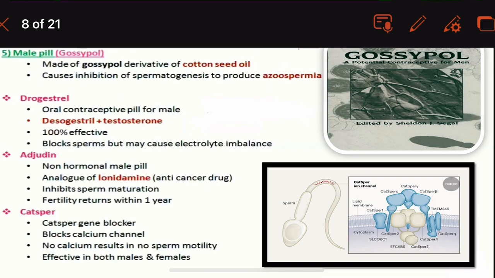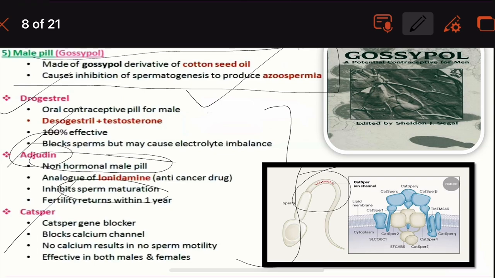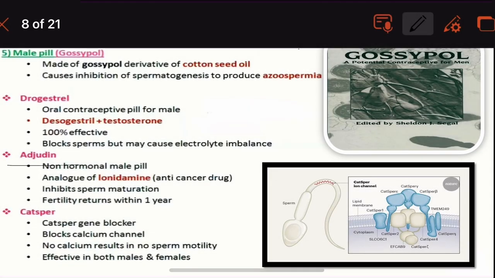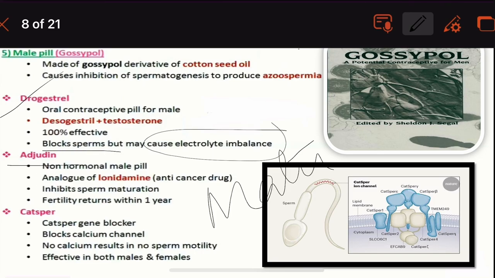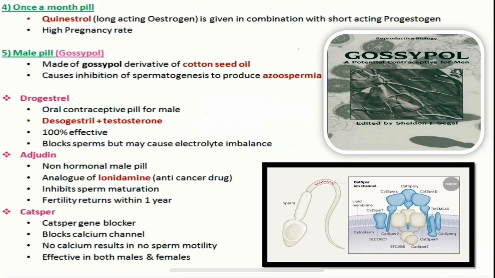Guys, for your UG level, you have to remember the male pill gossypol. This is very important. For the PG examinations, you can prepare about the other agents, adjudin and CatSper. CatSper blocks calcium ion channels. Adjudin, what does it do? It is a non-hormonal male pill. It will inhibit the maturation. So remember, adjudin is concerned with maturation and the other pill is concerned with blockage of the sperm, resulting in electrolyte imbalances in the body. For the male pill, gossypol is all you have to remember, which is a derivative of cottonseed oil and will produce azoospermia in the body.